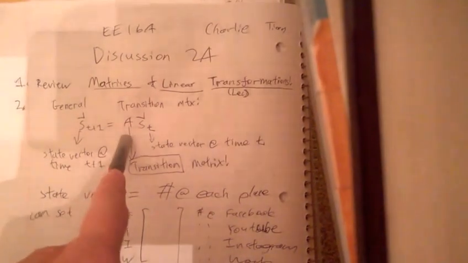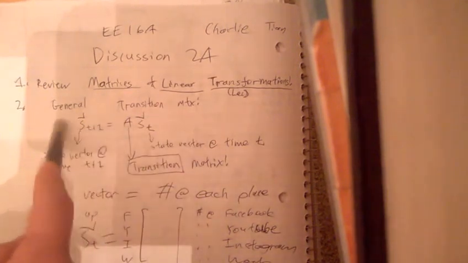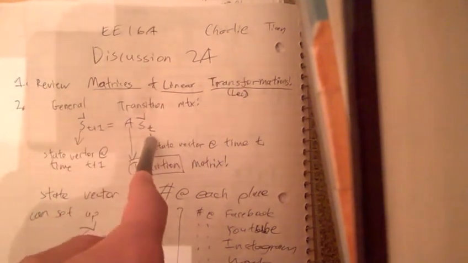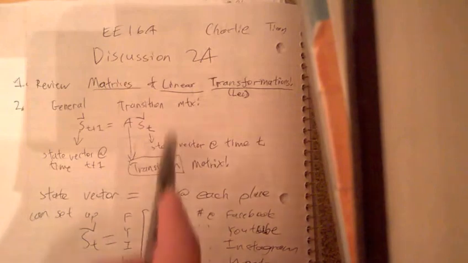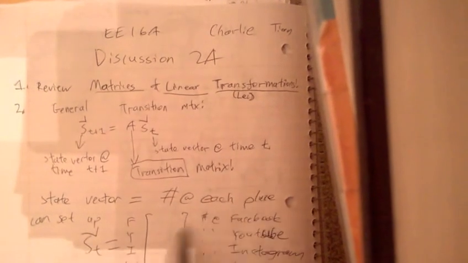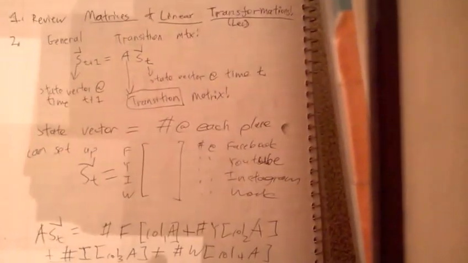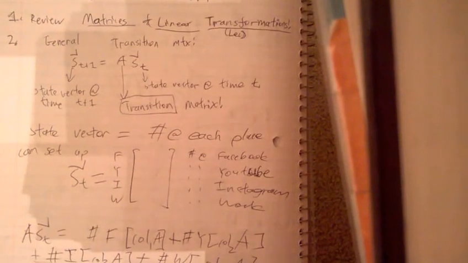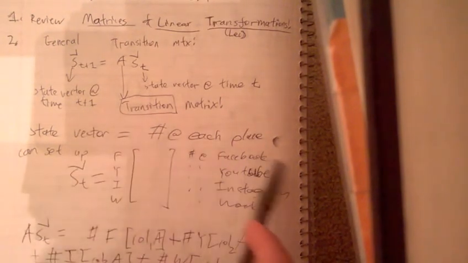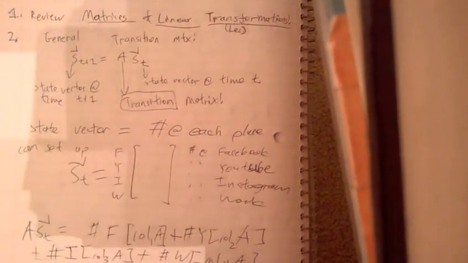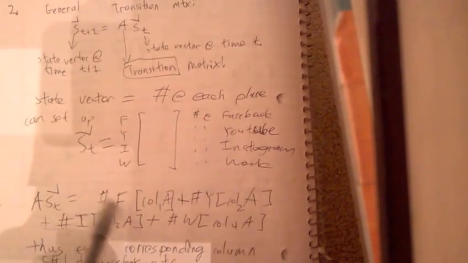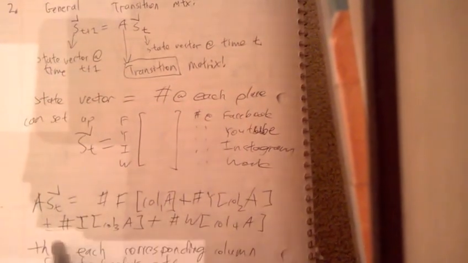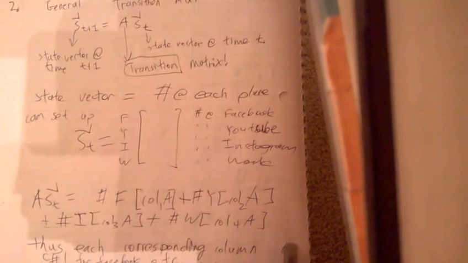that the transition matrix is supposed to have this kind of formula where the next state is the transition matrix times the current state. How are we going to do this? Well, we have to review the definition of matrix multiplication. This is the number at each place, right? And when you multiply it, you have the number at this place times this column. This is just from the definition of matrix multiplication.